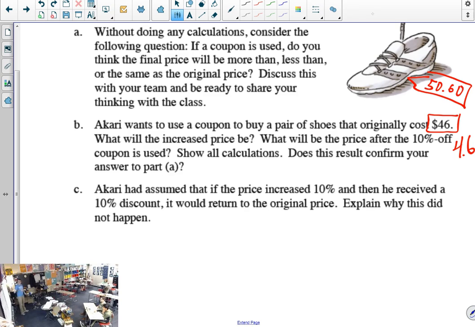Now, Akari has no idea this has happened, right? He walks into the store and he's like, I got a coupon, and the shoes are $50.60. Figure out what Akari's price is when he goes to checkout and he saves 10%. Because 10% decrease and 10% increase, would you just do the math? Because it's going to blow your mind.